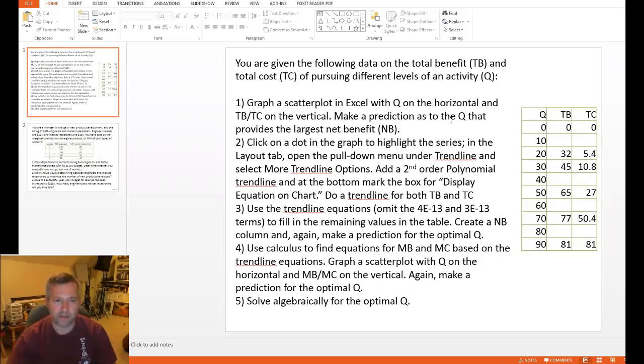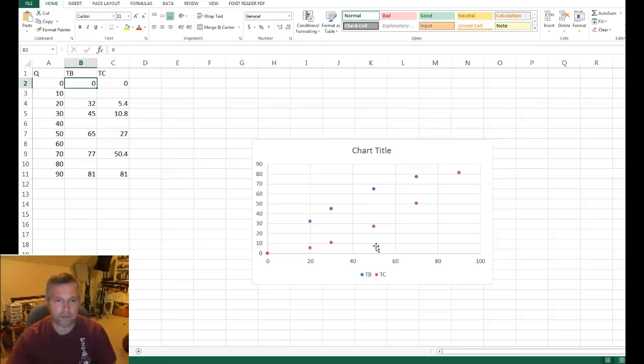So, okay, graph a scatter plot in Excel with Q on the horizontal, total benefit, total cost on the vertical. Make a prediction as to the Q that provides the largest net benefit. So the net benefit, again, is going to be the difference or the distance between these two. And all I have is just a few points here, but I can see the pattern that seems to be happening. Again, there's a blue dot down here, and there's a blue dot up here too. So if I think visually how this is going to trace itself out, I've got a line that seems to be going this sort of a shape. So here's my total benefit line. Total cost, again, has an inverse sort of shape. Connect all these dots here.